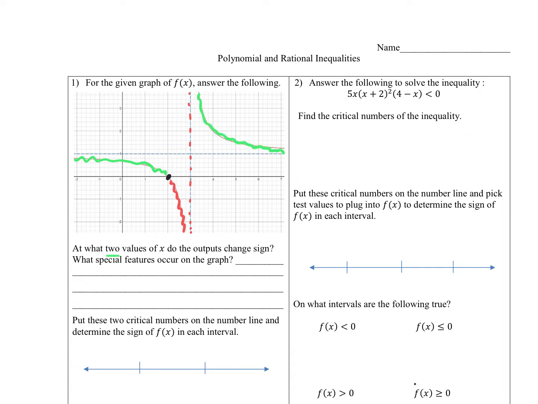So the two values that we're talking about are going to be right here when x is equal to 2, which is the 0, that's the special feature. And then also when x is equal to 3, which is the vertical asymptote.